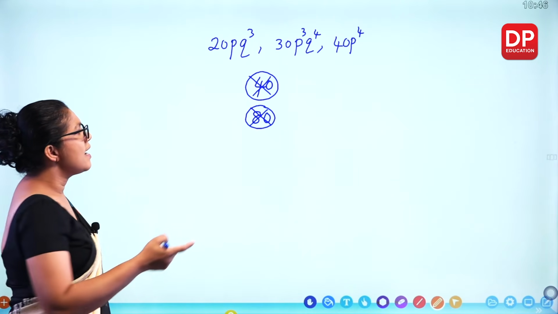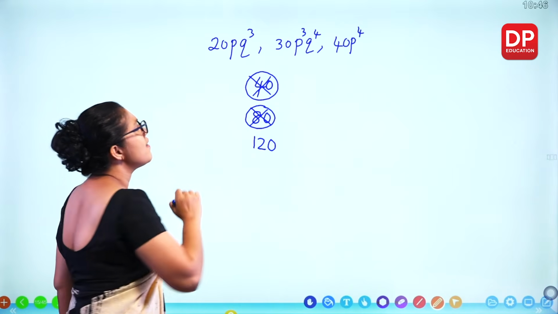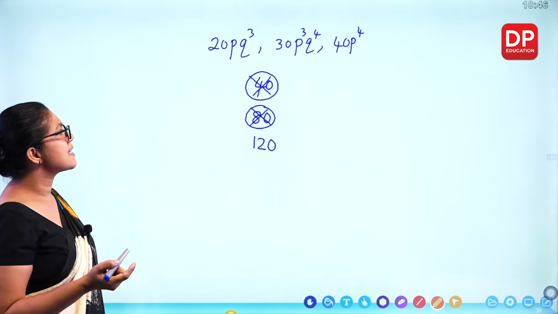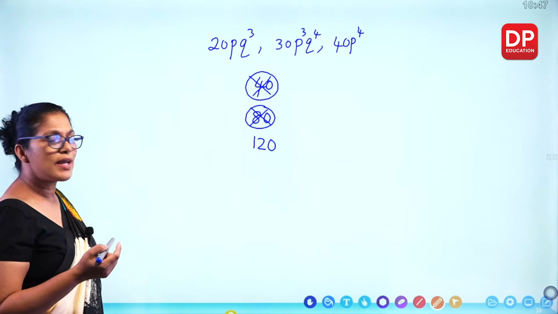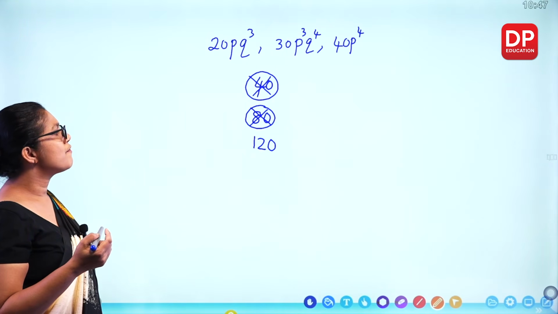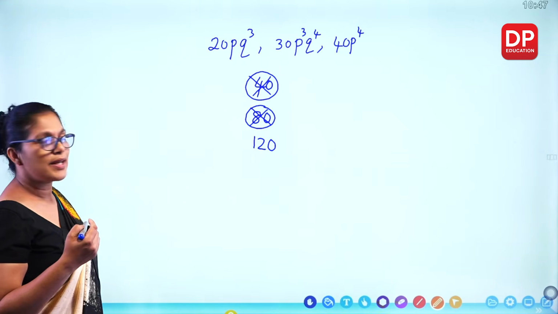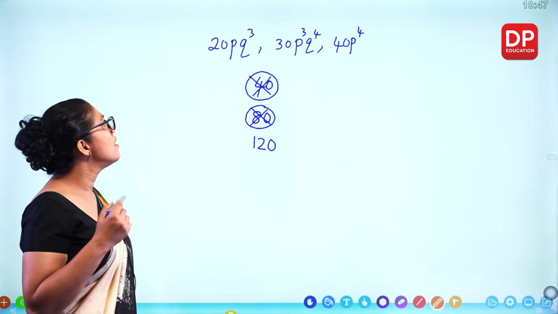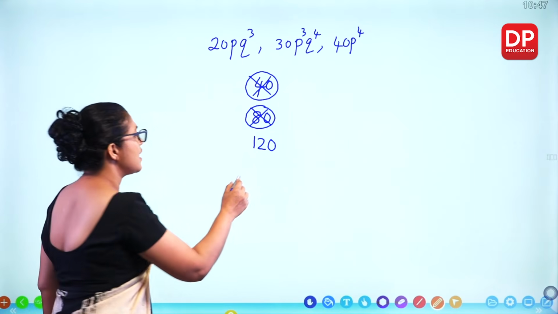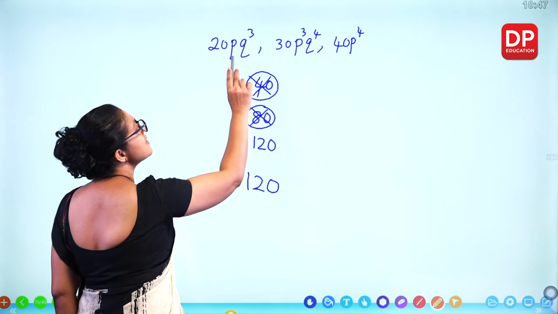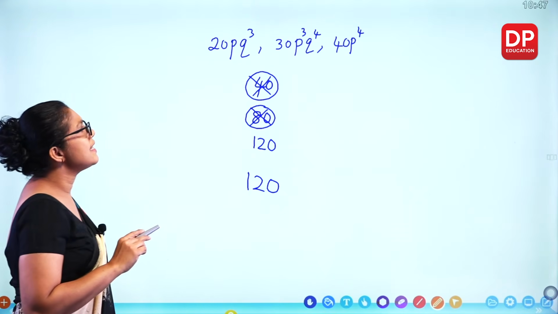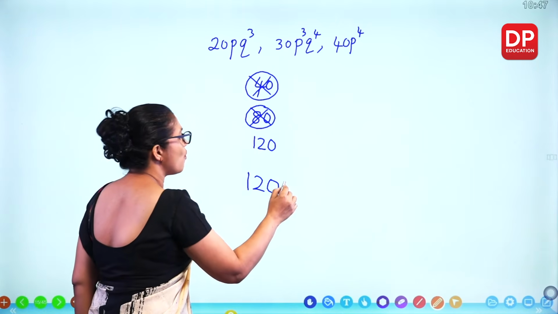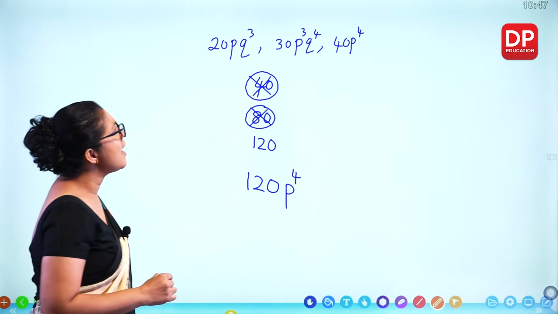40 times 3, 120. Now see whether you can divide 20. 120 divided by 20, you get 6. 120 divided by 30, you get 4. 120 divided by 40, you get 3. So that means 120 is the least common multiple of 20, 30 and 40. So here take this number and see what's the highest power of the other letters. When you take P, what's the highest power? Power of 4. So you get power of 4 there. What about Q?